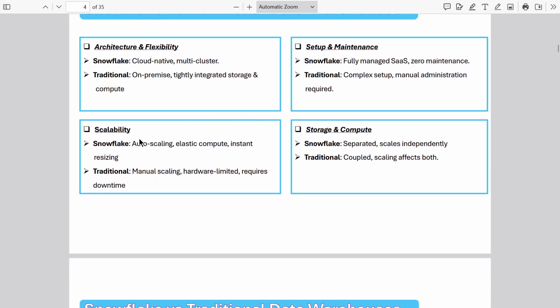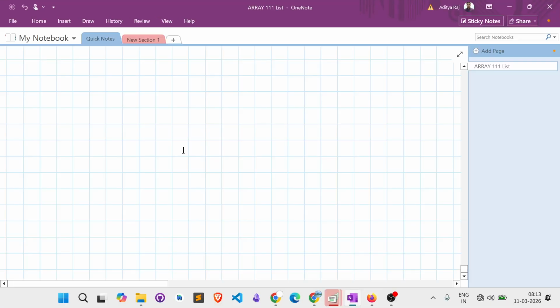Scalability: Snowflake has an auto scaling type of feature. Okay, so elastic compute and instant resizing. Do you understand what is auto scaling? Yeah, whenever the demand is more, the servers keep on increasing. When the demand is low, the servers keep on reducing. So I'm giving you one example.